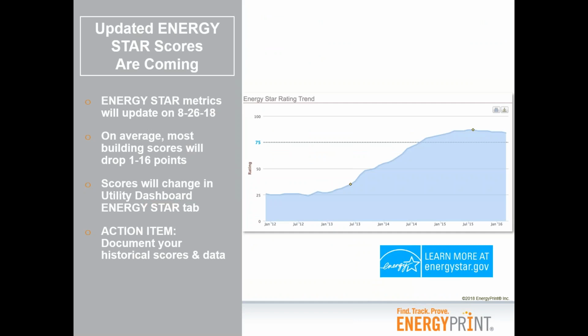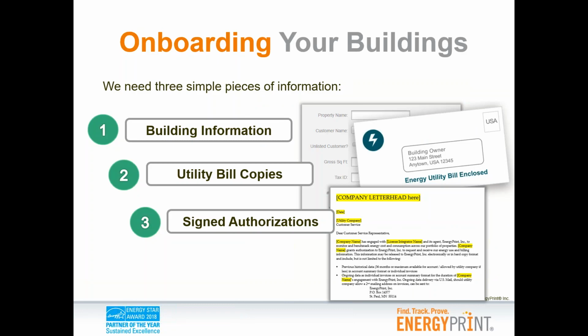We do expect to see scores to be lowered with these new metrics, and you can download your historical scores by going to the Utility Dashboard and going to the Energy Star tab to do so. If you have any questions about this, please reach out to your EnergyPrint representative and we'll walk you through the process. In our previous webinar, we told you how to add a building to EnergyPrint.